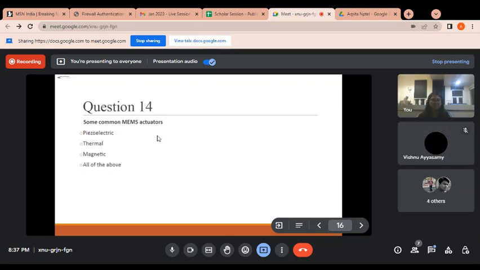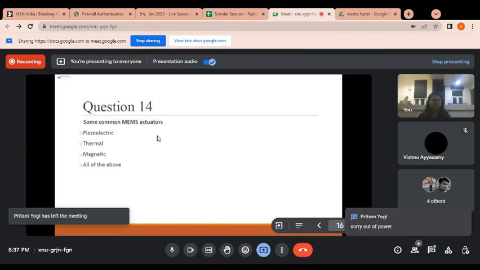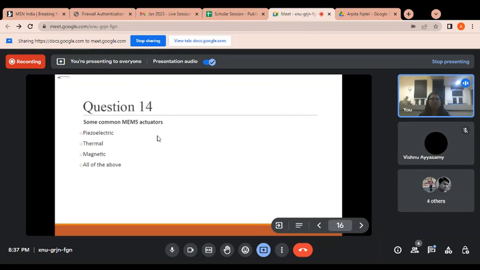Preetham? Out of power. Okay. But also the magnetic case, also the MEMS actuators. So here also the answer is all of the above. So you are right.